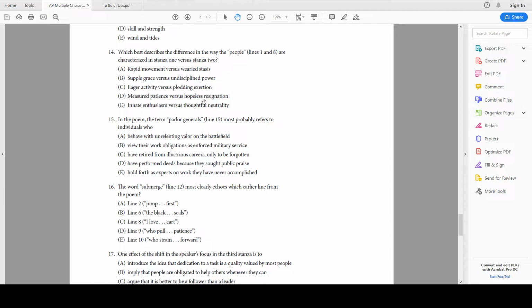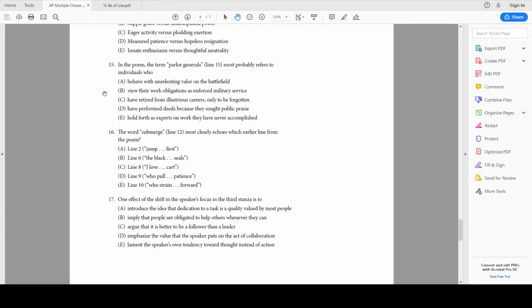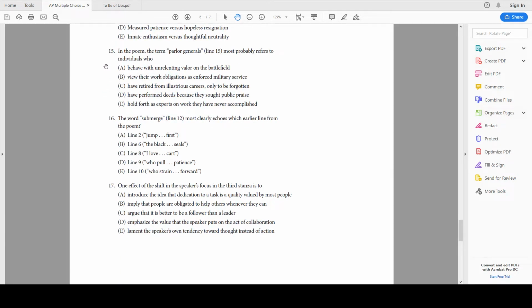Measured patience versus hopeless resignation. No, stanza 2 is not about resignation. Innate enthusiasm versus thoughtful neutrality. Nothing about stanza 2 is thoughtful neutrality, whereas innate enthusiasm sounds good. So another half right, half wrong answer. The answer is C. In the poem, the term parlor generals most probably refers to individuals who, let's take a look at line 15.